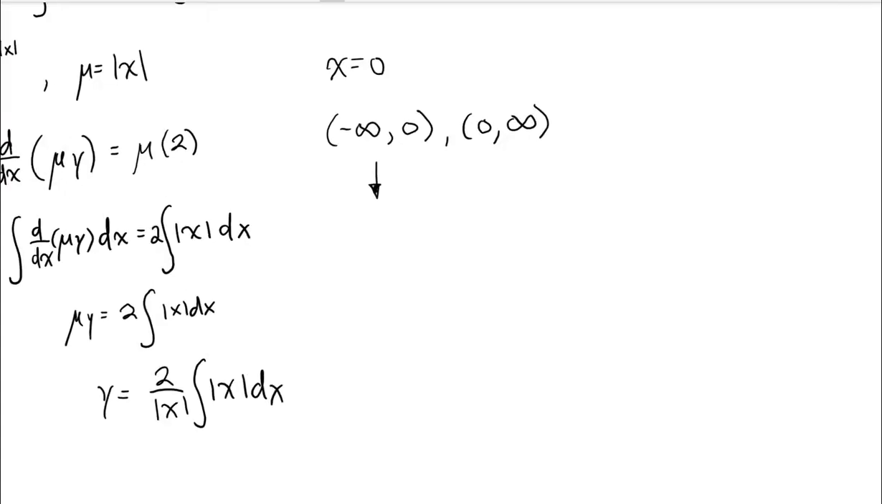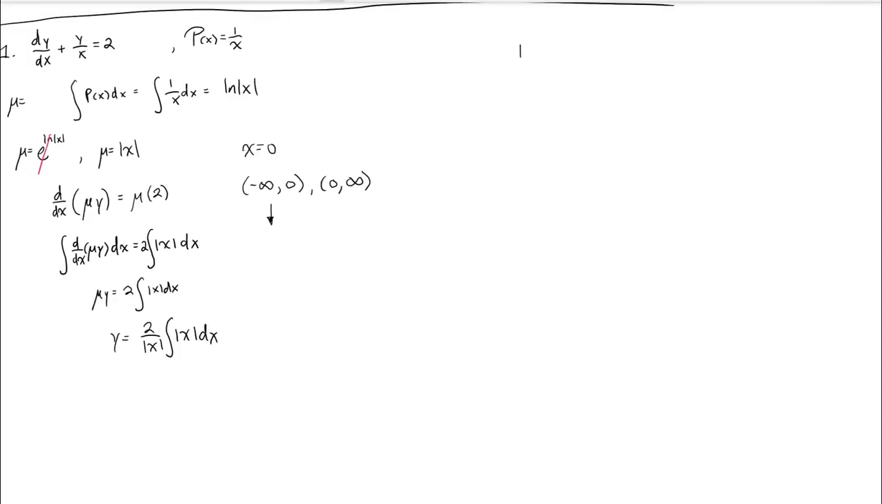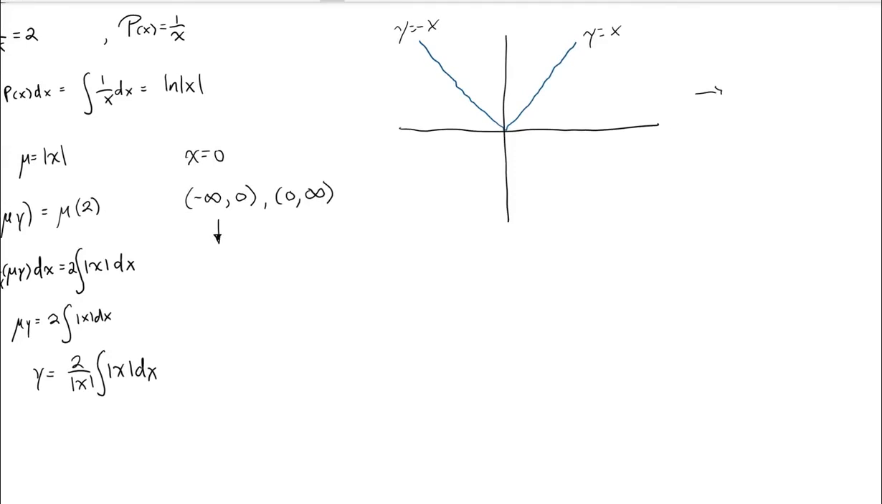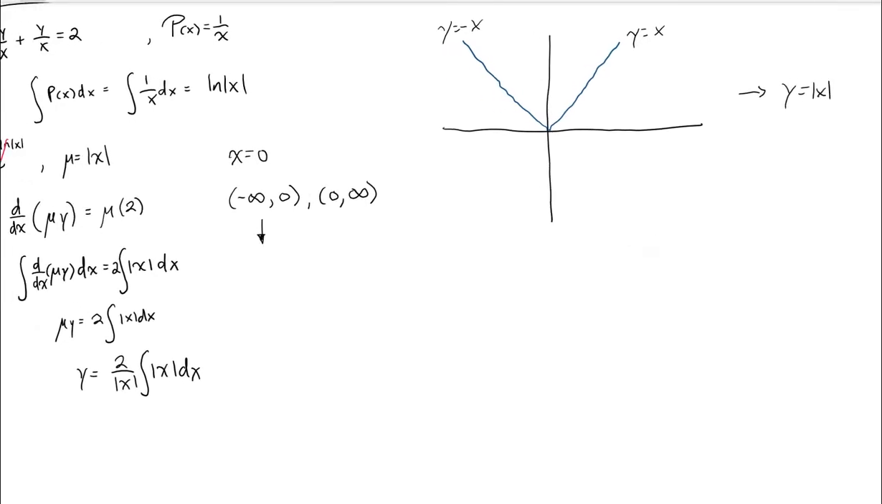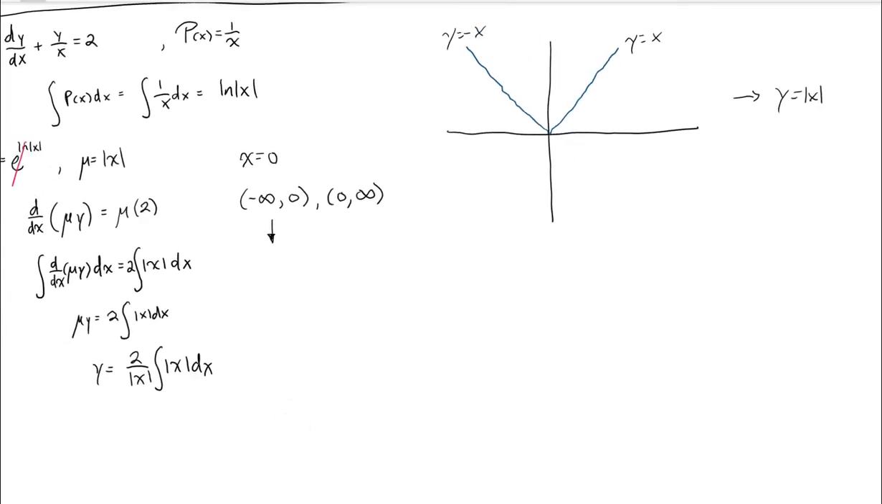If we graph the function y equals the absolute value of x, then we get this V shape here. It's a piecewise function. And we notice that this is y equals x, and this is y equals minus x. And together, this graph is the piecewise function of y equals the absolute value of x. So when our x is less than 0, we know that y is equal to minus x.